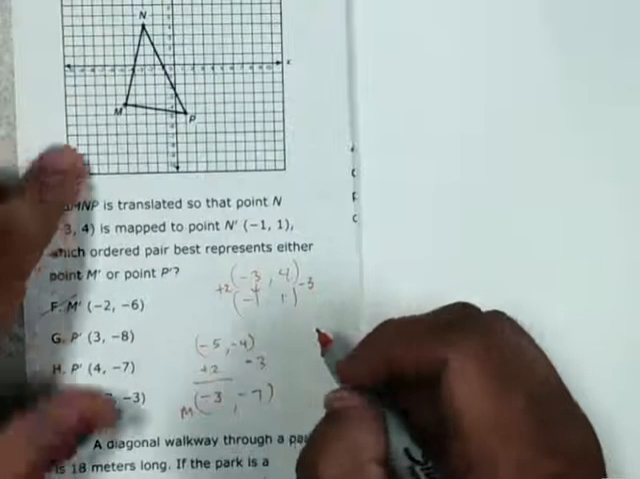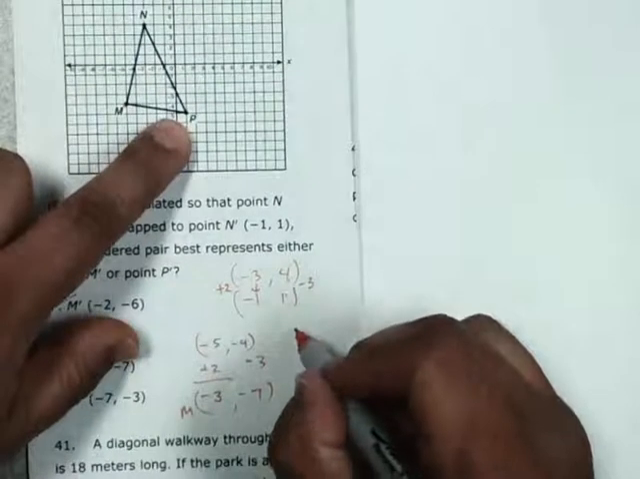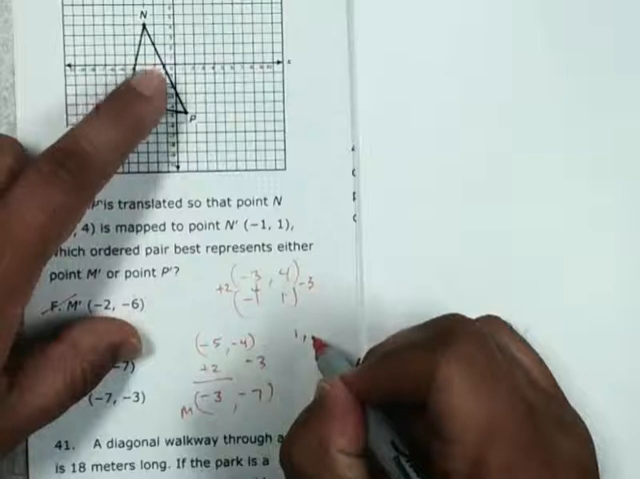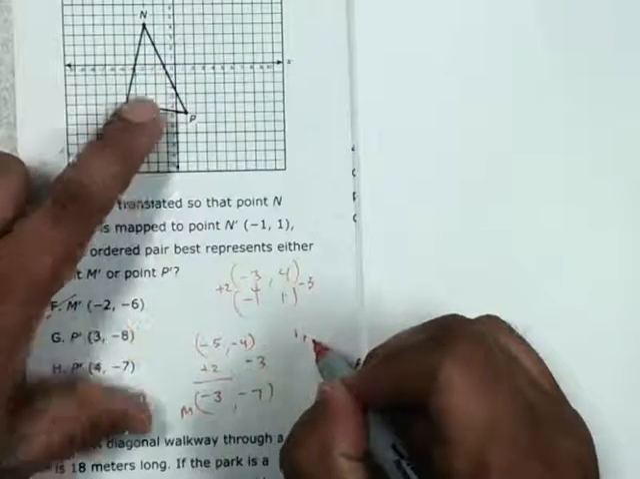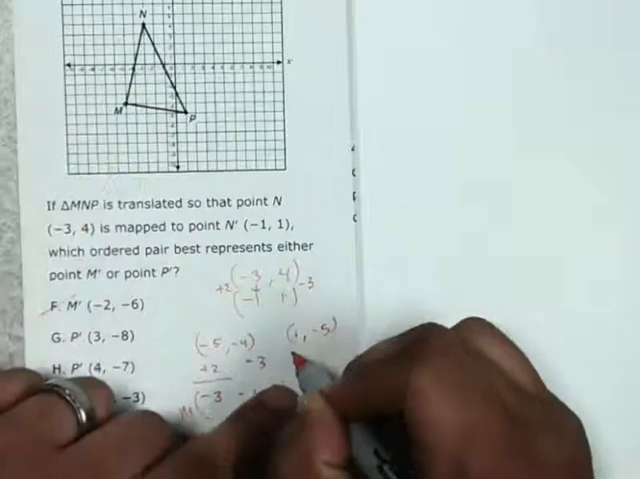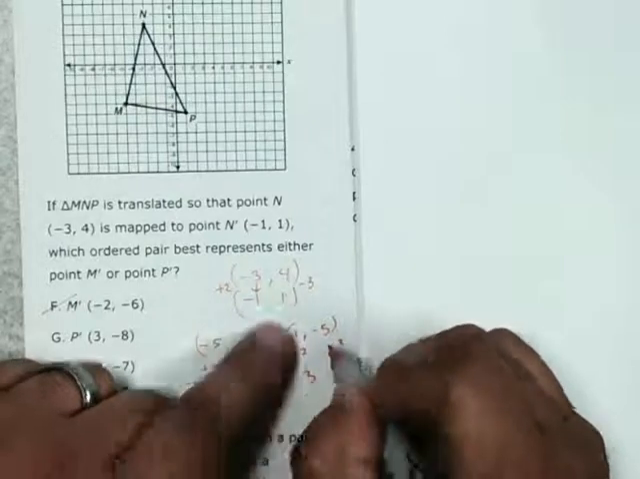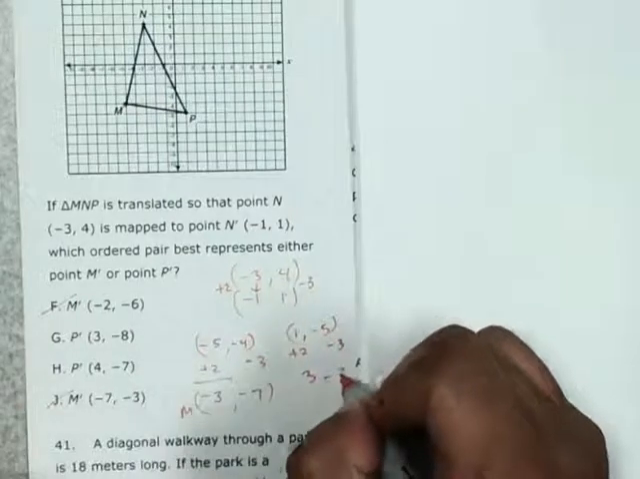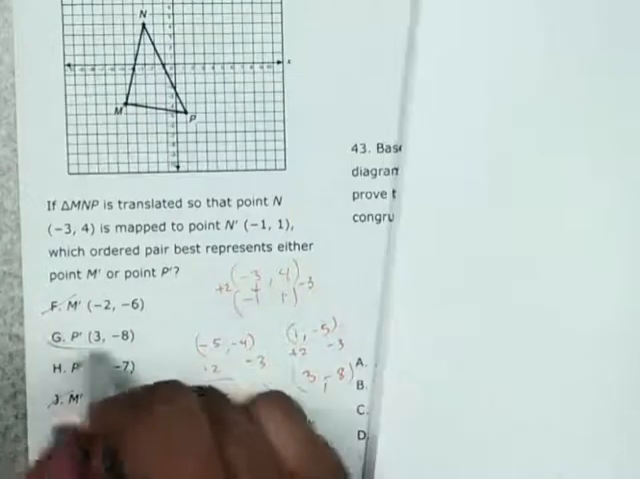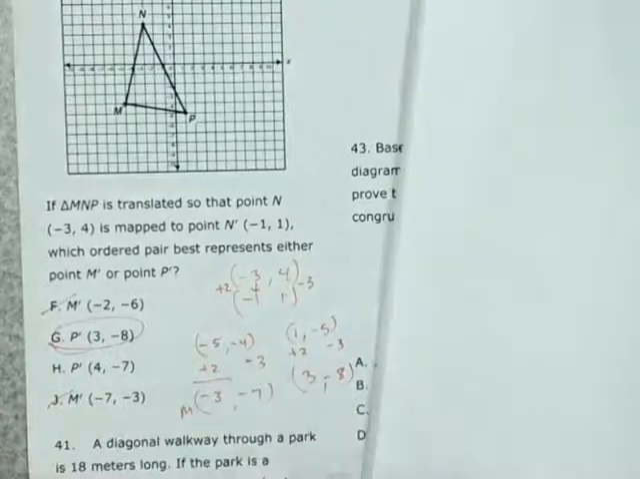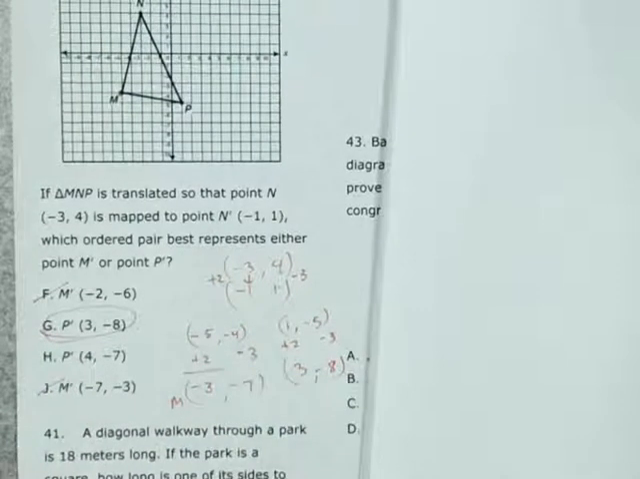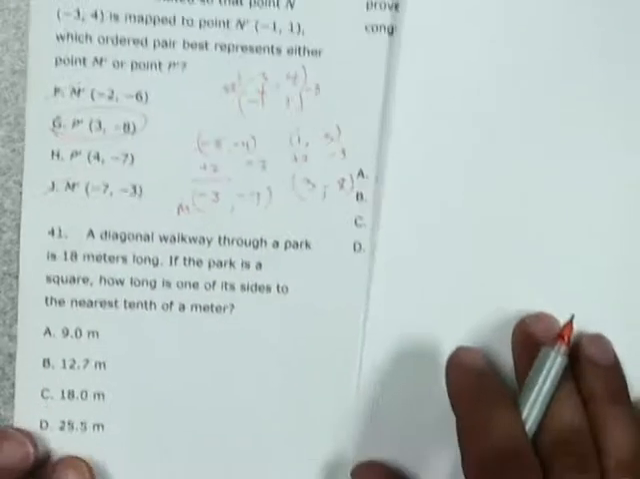Let's look at P now. P is at 1, -5. If I add 2 to that and I subtract 3, 1 plus 2 is 3, -5 minus 3 is -8, which is this choice right here. So the correct answer is G. 41.